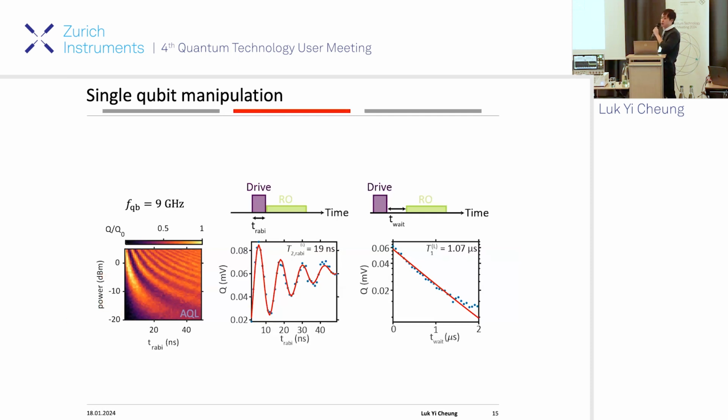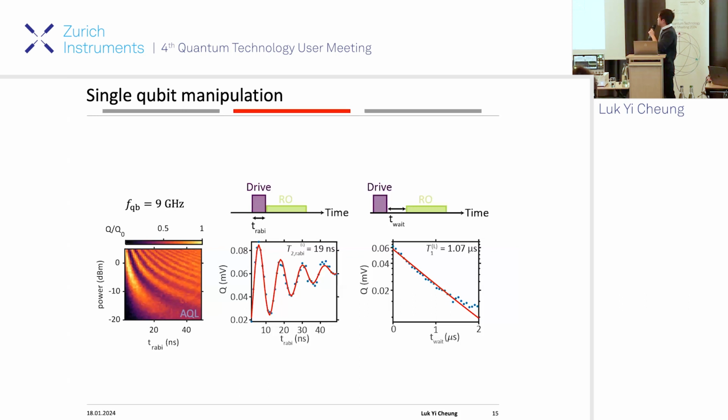From here, we can also extract the time scales of the qubits. The T2 Rabi is around 20 nanoseconds. It's not so great. We think that it's limited by the material, and energy relaxation is around 1 microsecond. It's not a very good qubit, but as I already said, we're still at a very early stage. But nevertheless, the coherence is there, so we can also perform the actual coupling experiments we want to do.